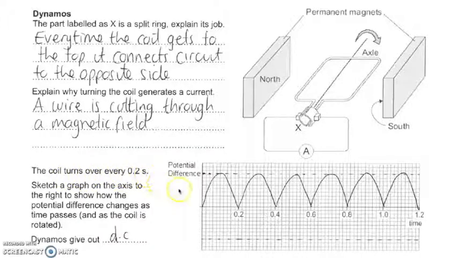Okay, and finally, again, they ask us to sketch what a graph would look like if the coil turned every 0.2 seconds. Well, every 0.2 seconds the sections of the coil, the wires, are going to switch, which means we will get this pattern every 0.2 seconds. So we get the peak voltage when one side of the wire of the coil is in this region here, because that's when it's cutting the most magnetic field lines, and it's the least when it is at the top and bottom, which explains the zero voltages here.